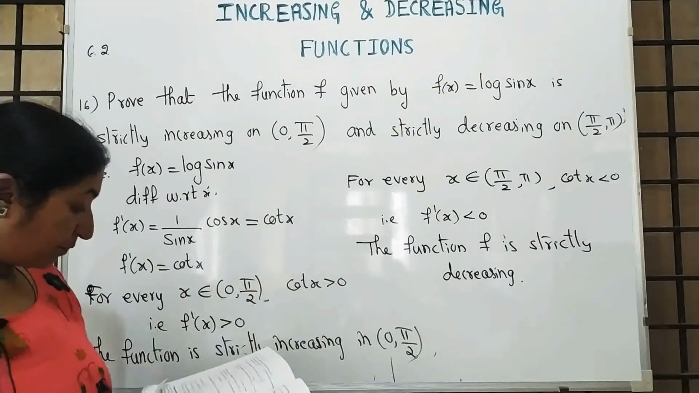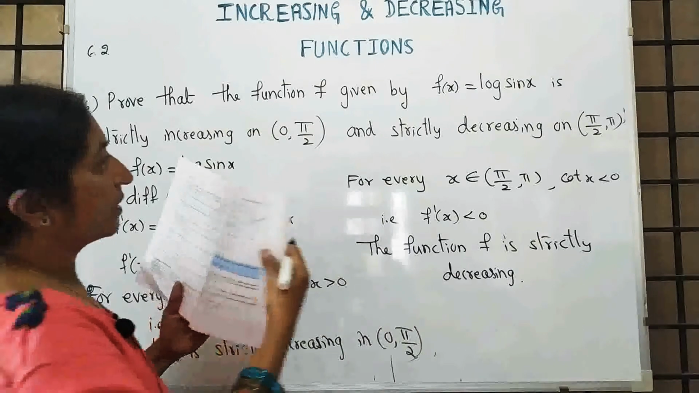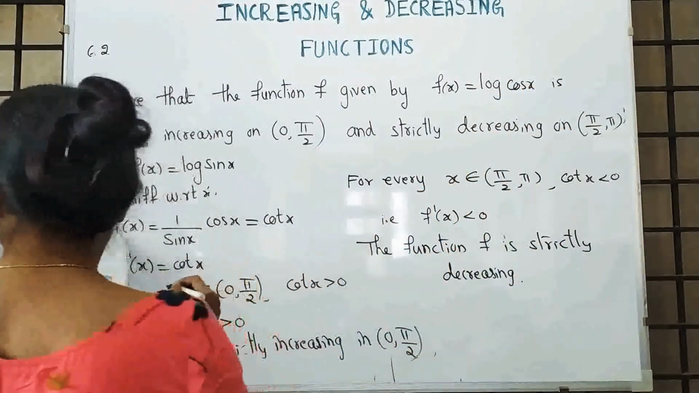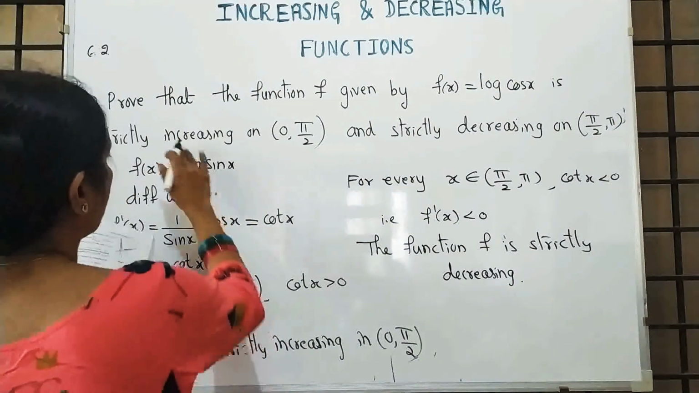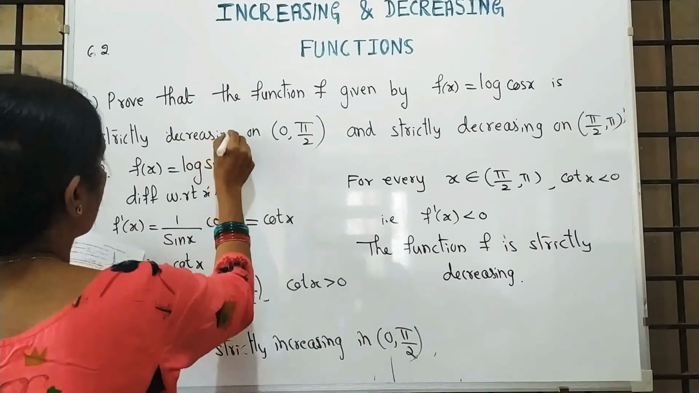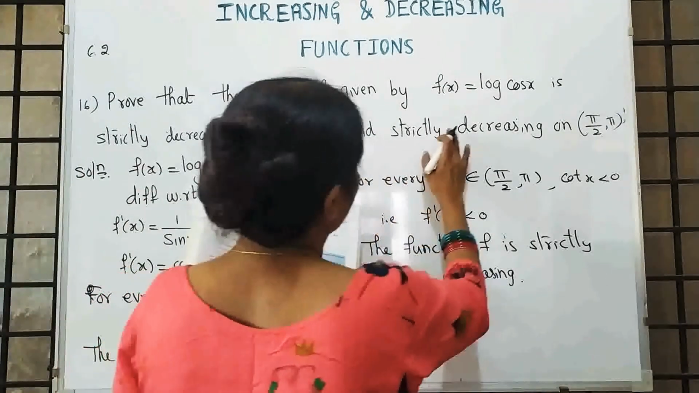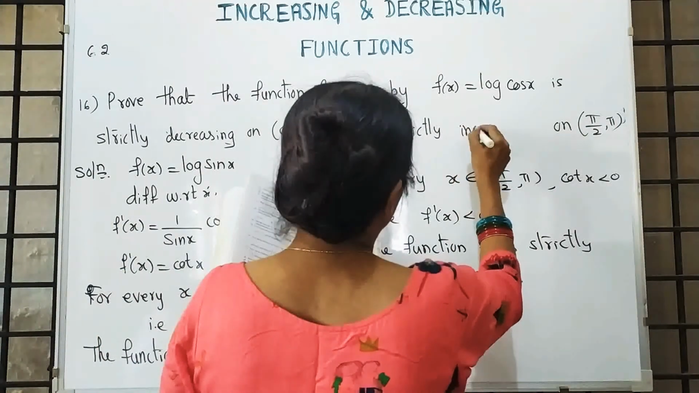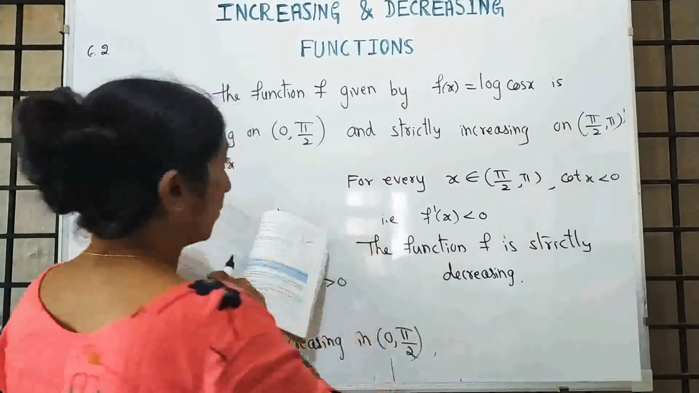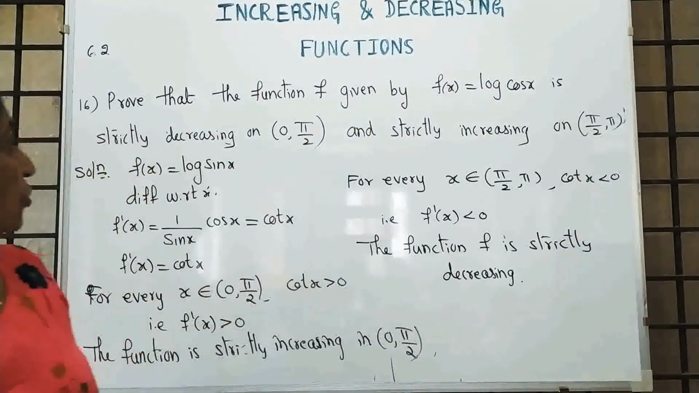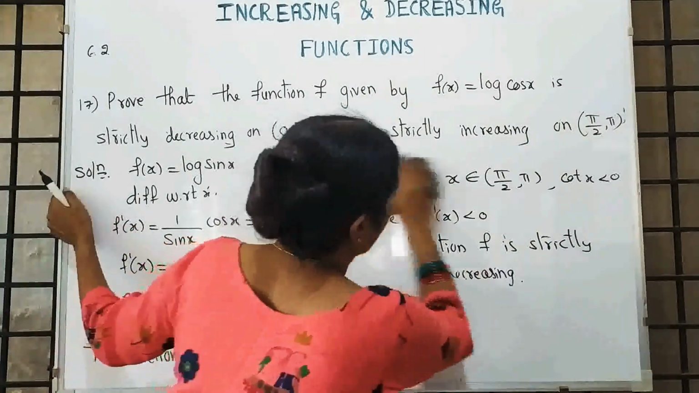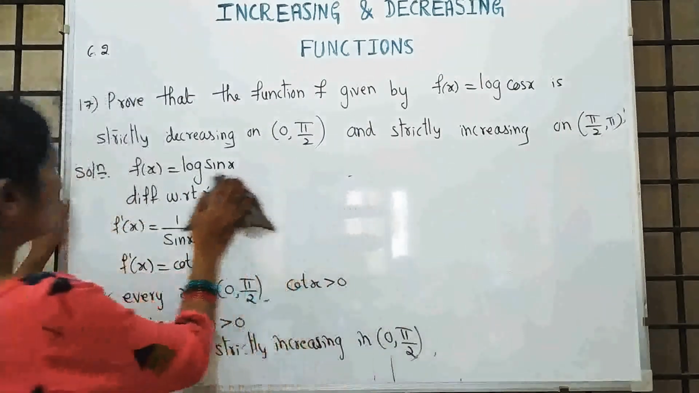So moving to the next question, the next one is also important. 17th question. Prove that the function f given by f of x is equal to log cos x is strictly decreasing on 0 comma pi by 2 and strictly increasing on pi by 2 comma pi. See the question number 17. Yes, as usual go for the first derivative.